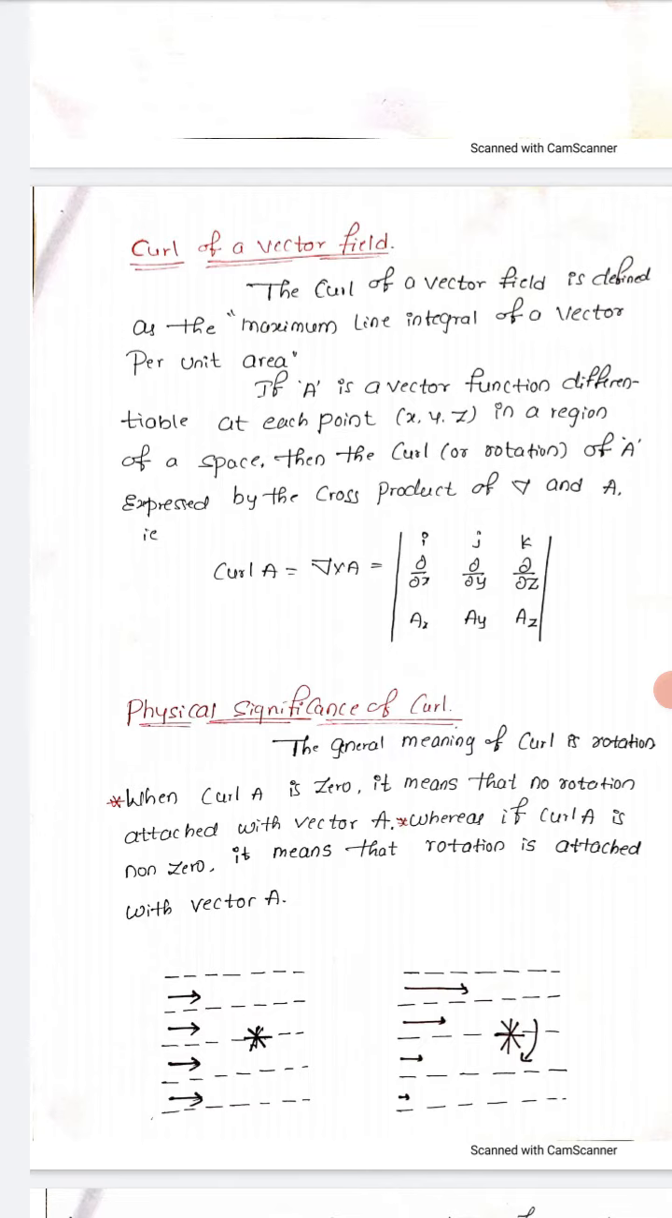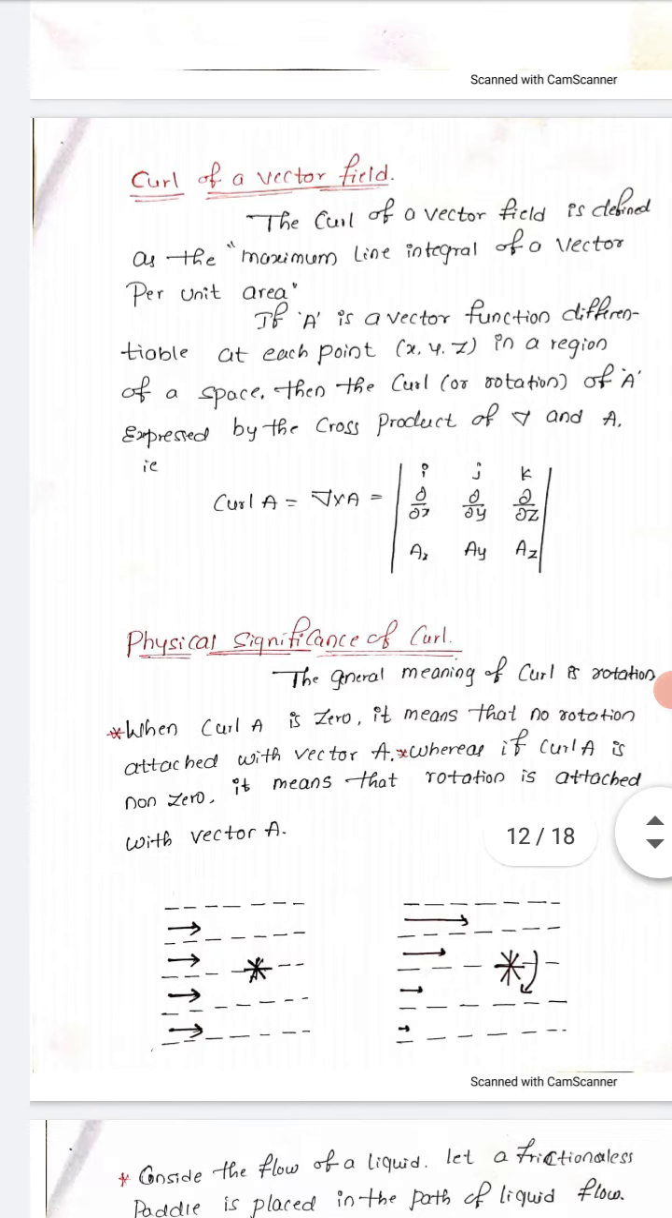If A is a vector function differentiable at each point x, y, z in a region of space, then the curl or rotation of A is expressed by the cross product of del and A. Curl A equals del cross A, equal to the determinant with rows i j k, ∂/∂x ∂/∂y ∂/∂z, and Ax Ay Az.